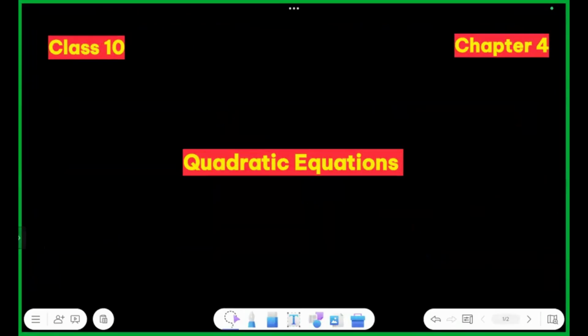Before starting this chapter, let's quickly revise something that we have studied earlier. In chapter 2, we learned about quadratic polynomial. Remember quadratic polynomial? A quadratic polynomial is a polynomial whose highest degree or highest power is 2. In general form, a quadratic polynomial was written as ax square plus bx plus c, where a, b, and c are real numbers and a cannot be equal to 0.